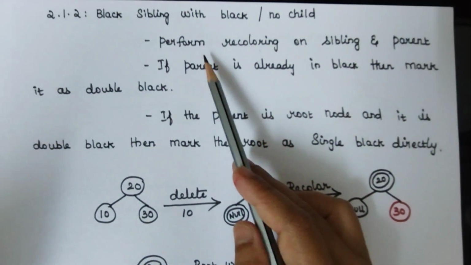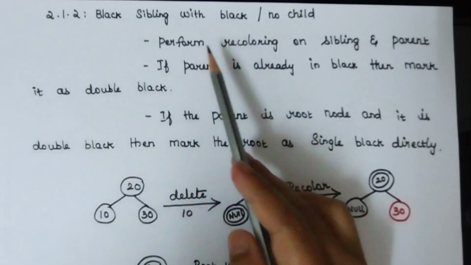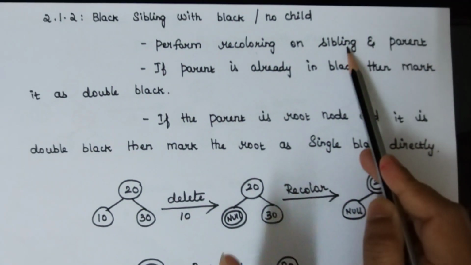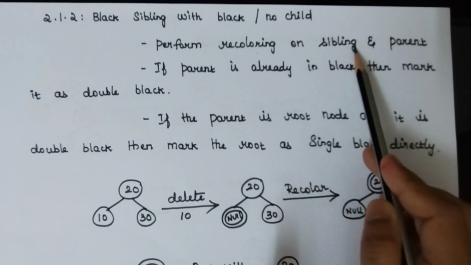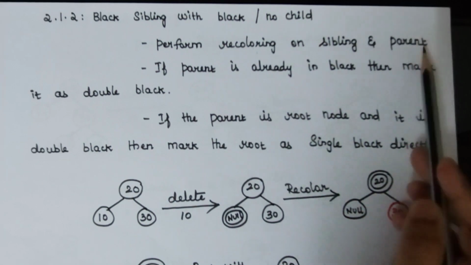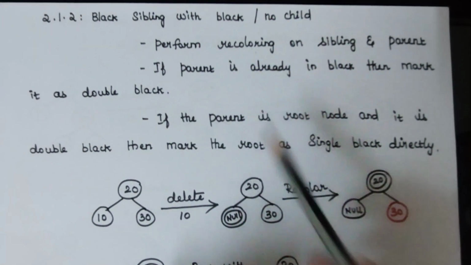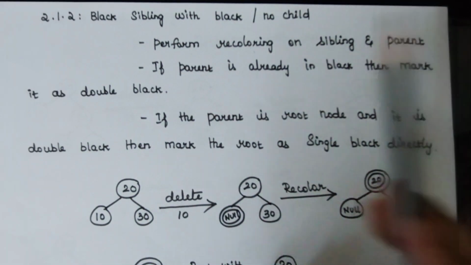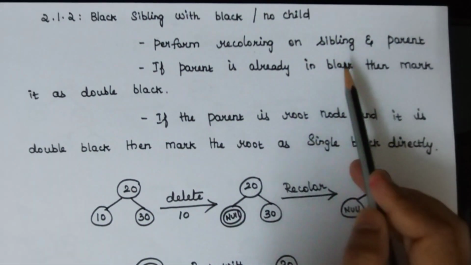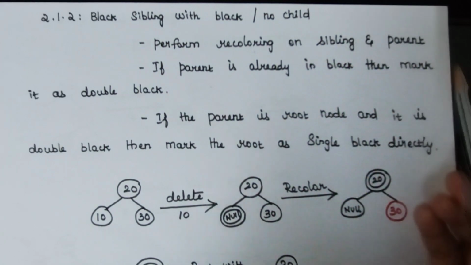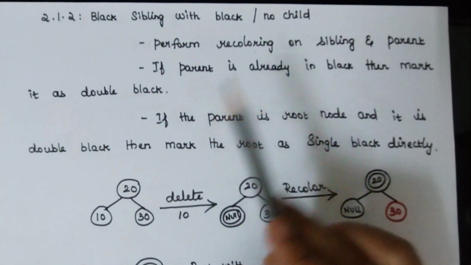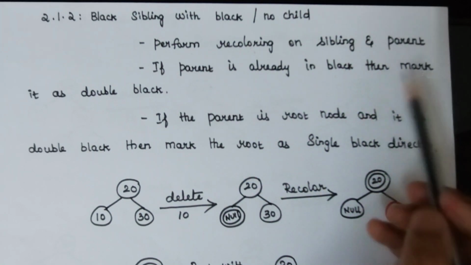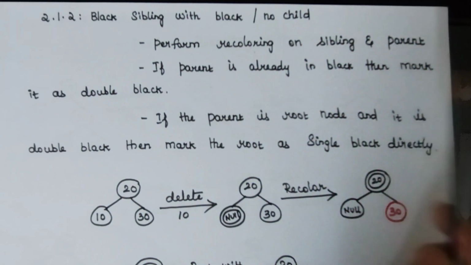If the sibling has only black children, then what do you do? Perform recoloring. And what are you recoloring? You are recoloring the sibling as well as the parent node. Now coming to the parent node. If the parent is red in color, you can recolor it from red to black. But what if the parent is already black? Then at that point you need to mark that black parent as double black. This point you need to keep in mind. When the parent is already black in color, mark the parent as double black.